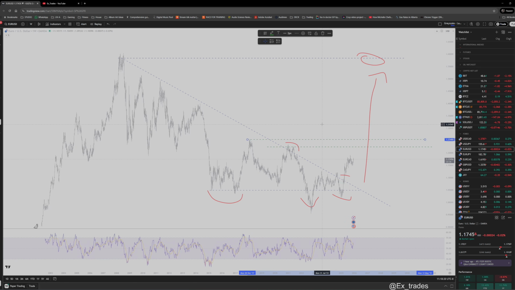Pretty much every one of these is a pretty major roadblock to get through. It's never a straight line, but in general, that's the direction that this is heading, and so that kind of sets the stage for me to be long Euro.